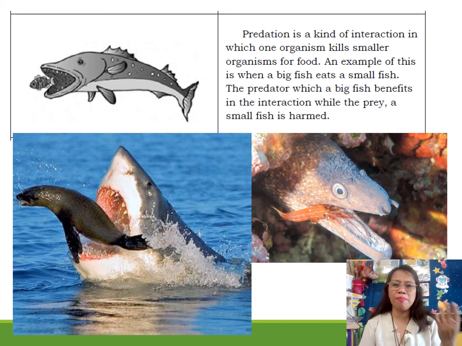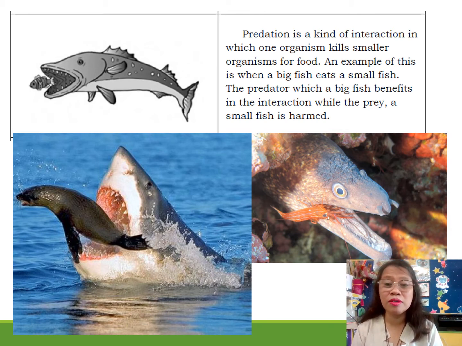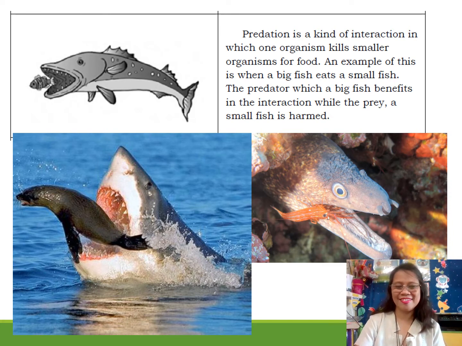Examples of this is when a big fish eats a small fish. The predator, which is the big fish, benefits in the interaction, while the prey, the smaller fish, is harmed. Naturally, it is harmed kaya siya may makaon. Madedlo man siya. Okay, just like the shark is eating sea animal. Then we have bigger fish nga nikaon sad og smaller fish. So the relationship that exists is predation or the predator-prey relationship.